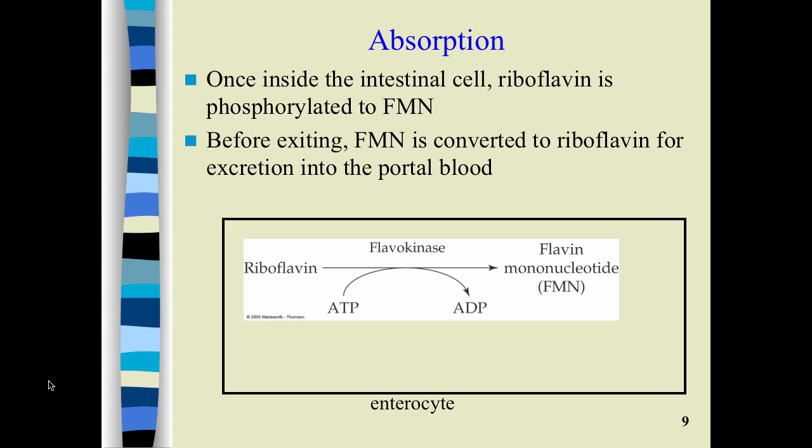Right? Now, I mentioned this with thiamine. Before exiting a cell, FMN is converted back to riboflavin for excretion into the portal blood. So same principle. Vitamins go across cell membranes. Coenzymes tend not to.